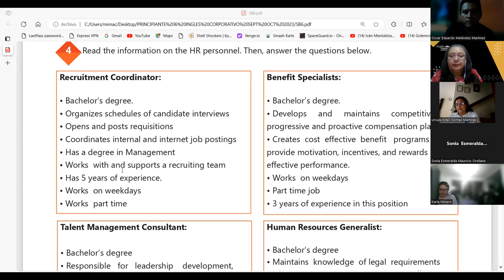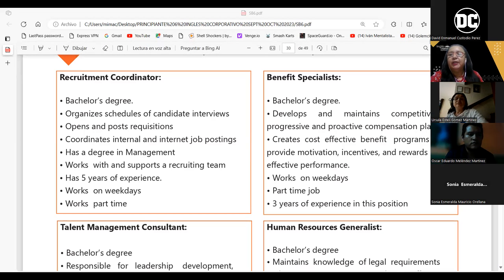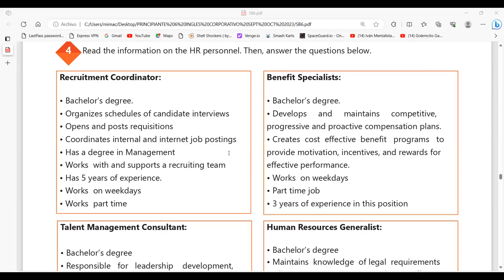Now, another participant to read the benefit specialist information. Only one. Active participation to read. Don't be shy, don't be afraid. Thank you, David Emmanuel. Benefit specialist, bachelor degree, develops and maintains competitive, progressive and proactive compensation plans, creates cost effective benefit programs to provide motivation, incentive, and reward for effective performance. Works on weekdays, part-time job, 3 years of experience in this position. Okay, 3 years of experience in this position.